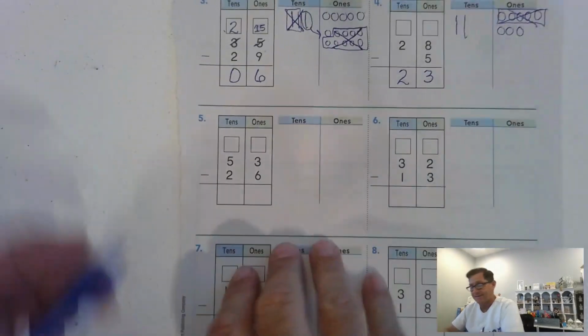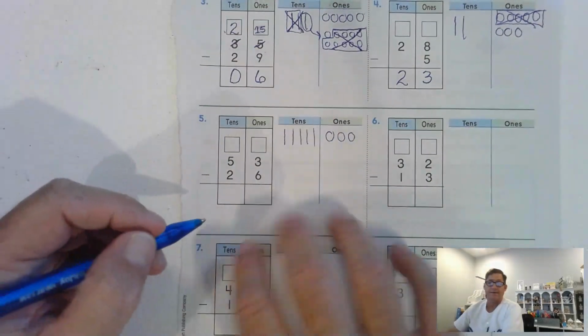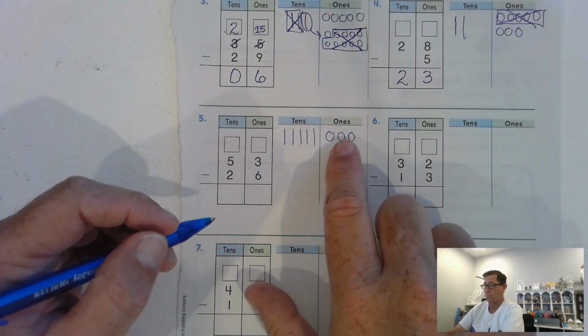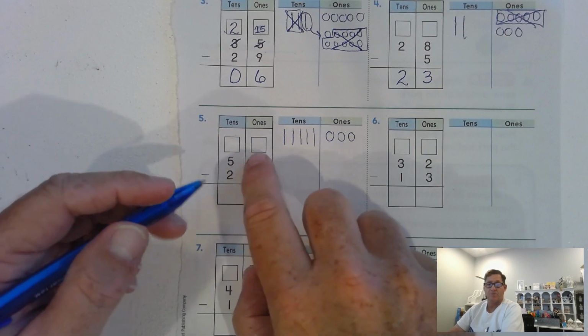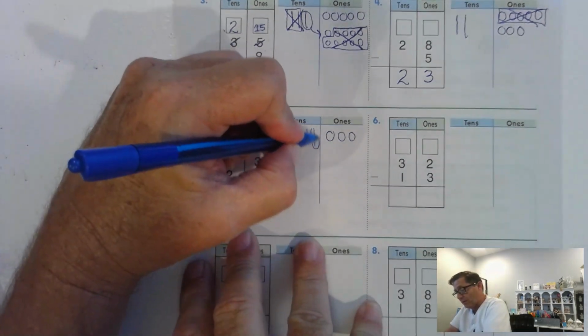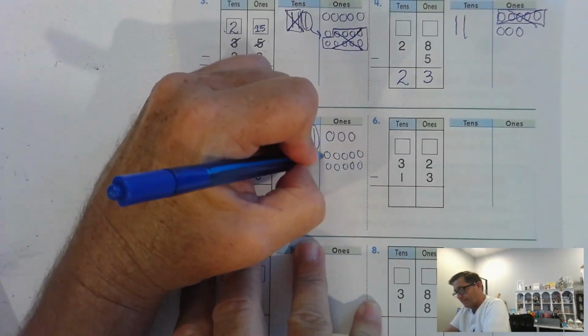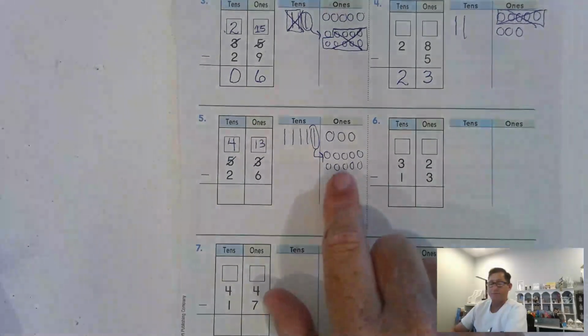53 minus 26. Okay, minus 26. Can we take 6 from 3 ones? No. So 6 is larger than 3, so I can't take 6 from 3. So I'm going to regroup. I'm going to take one of the tens, trade it for 10 ones. Okay, so now we have 13 ones.